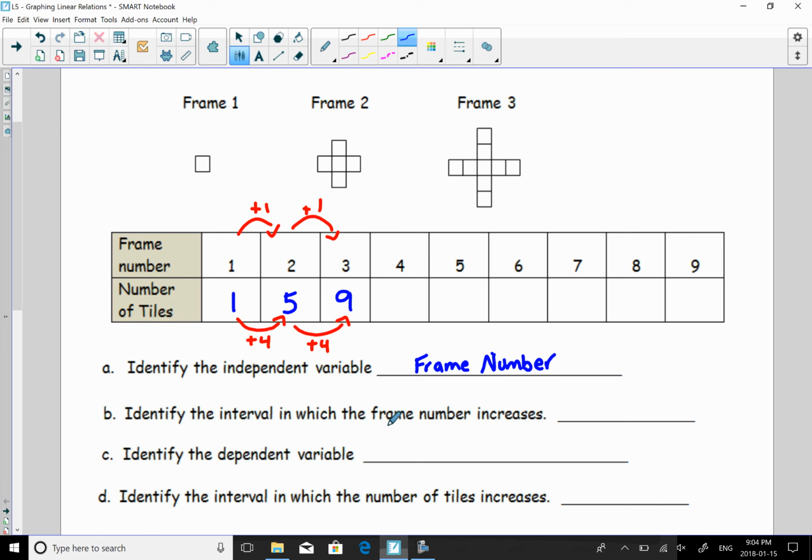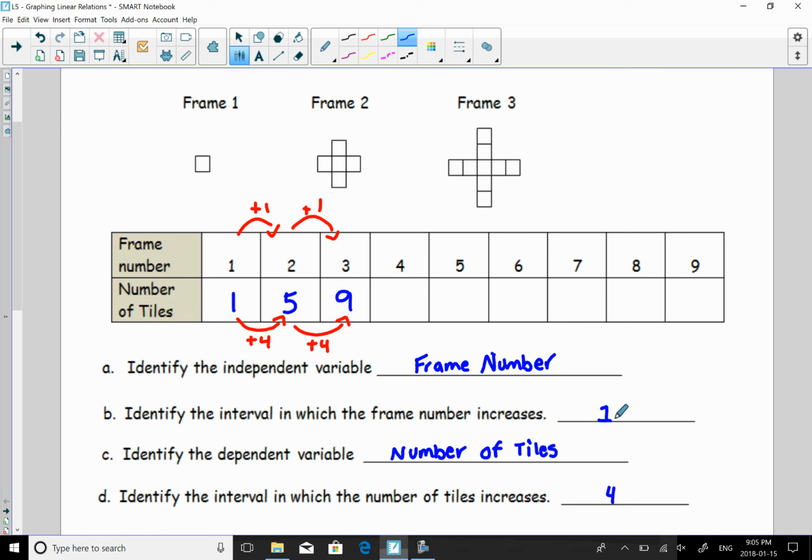Identify the interval in which the frame number increases. This is increasing, we already indicated, by 1. The dependent variable is the number of tiles. And the interval in which the number of tiles increases is, it increases by 4.